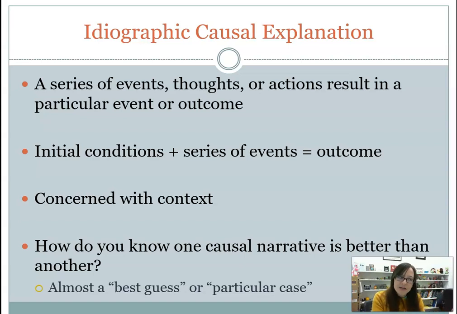So nomothetic causal explanations are about, this is the relationship between X and Y, and here's how we can show that relationship. Typically, this is quantitative methods using statistics. And then idiographic causal explanation is just, well, what's the story, all the steps that led up to this thing that we're trying to explain. So very different take on causality. And that's it for nomothetic versus idiographic.